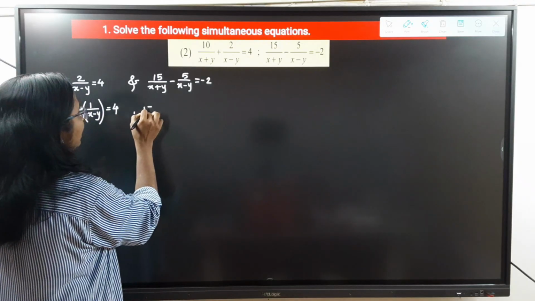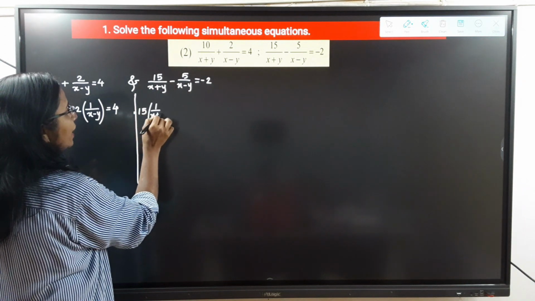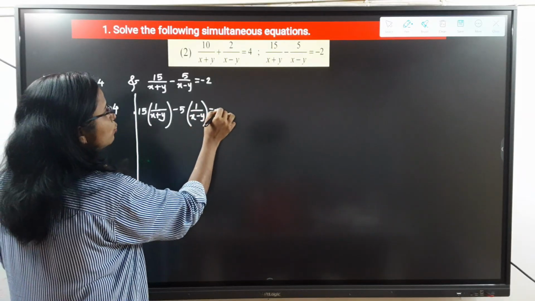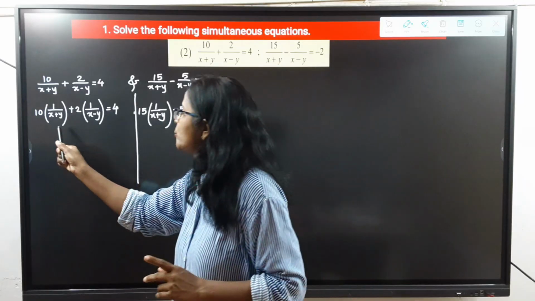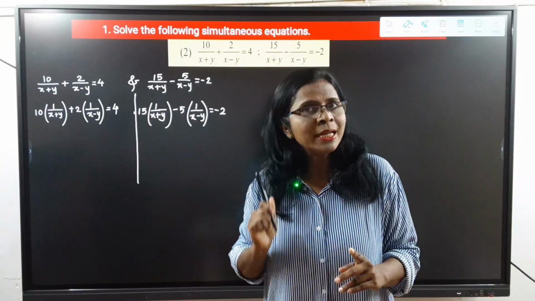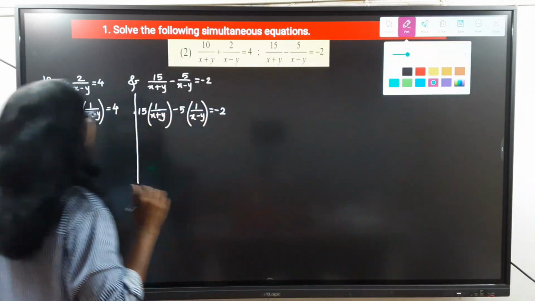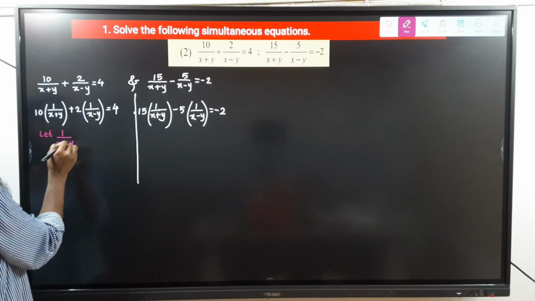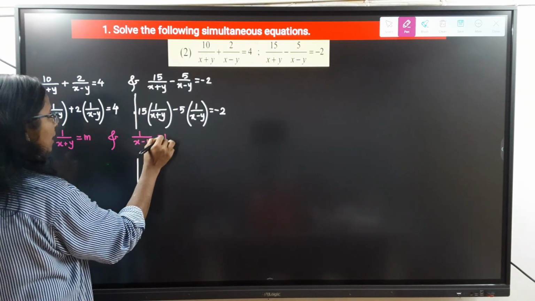And here 15 × 1/(x + y) − 5 × 1/(x − y) = −2. Then here, students, there is a similarity in these two equations. The similarity is that here is 1/(x + y), here is 1/(x + y), here is 1/(x − y), and here is also 1/(x − y). So that means it is time for an assumption. I assume that 1/(x + y) = m and 1/(x − y) = n.